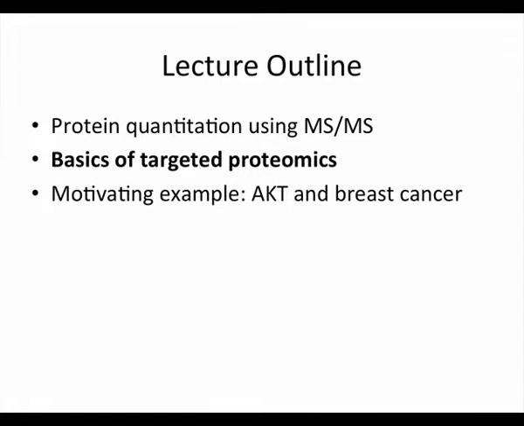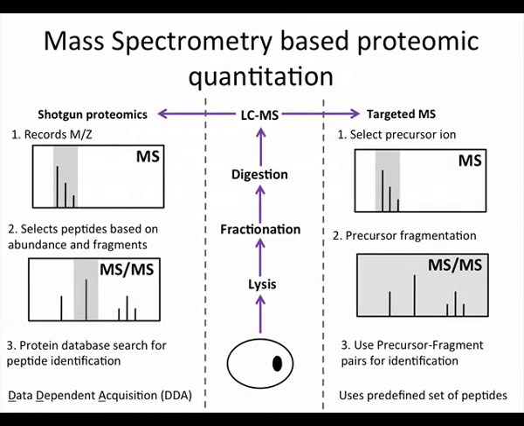So now we're just going to go through some of the basics of targeted proteomics. And just to compare the two on a little bit more of a detailed level, here we have our typical mass spec workflow, where we have our cell, we lyse the cell and fractionate, enzymatically digest it, and put it through the liquid chromatography mass spectrometry. So in shotgun proteomics, it records the M over Z and then selects the peptide based on the abundance. So it will select the highest abundant peptide here, and then it will fragment that, and then that will be collected as data. So essentially, you're getting the peptides that have the highest abundance, and you're fragmenting those in the tandem mass spec.